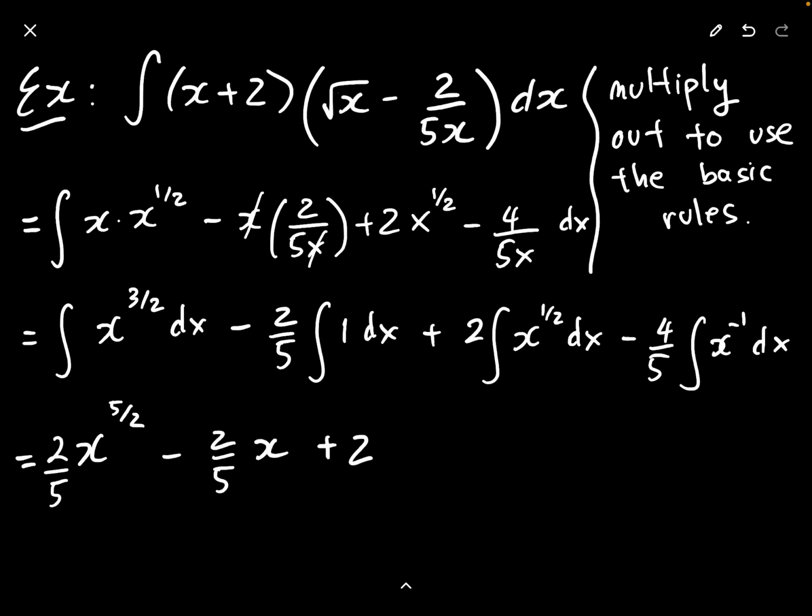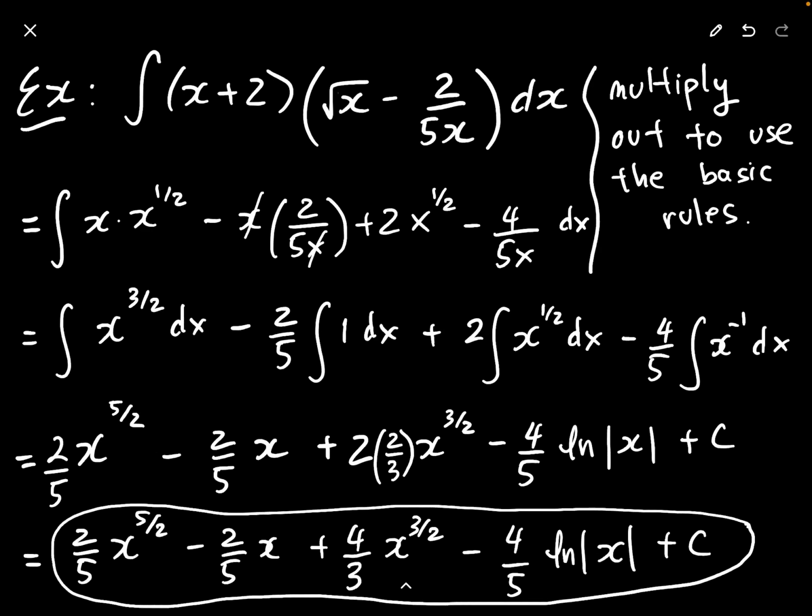Here I'll just write x, plus 2 times the integral of x to the half. X to the half plus 1 is x to the 3 over 2. Instead of dividing by 3 over 2, I'll multiply by 2 over 3, minus 4/5. And just remember that x to the minus 1 has its own antiderivative rule. The antiderivative is ln of absolute value x plus c.